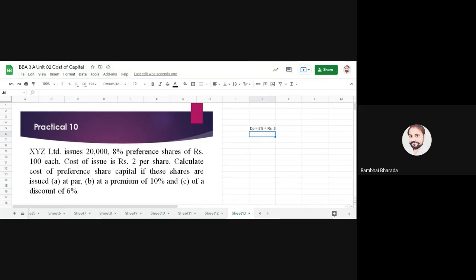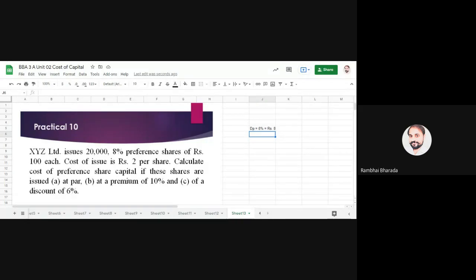Coming to the next line, cost of issue is rupees 2 per share. Okay, cost of issue is given to you as rupees 2 per share. Calculate the cost of preference share capital if, now please listen carefully, these shares are issued at par, at a premium of 10% and at a discount of 6%. In this one practical question, I have covered three different types of practical questions.